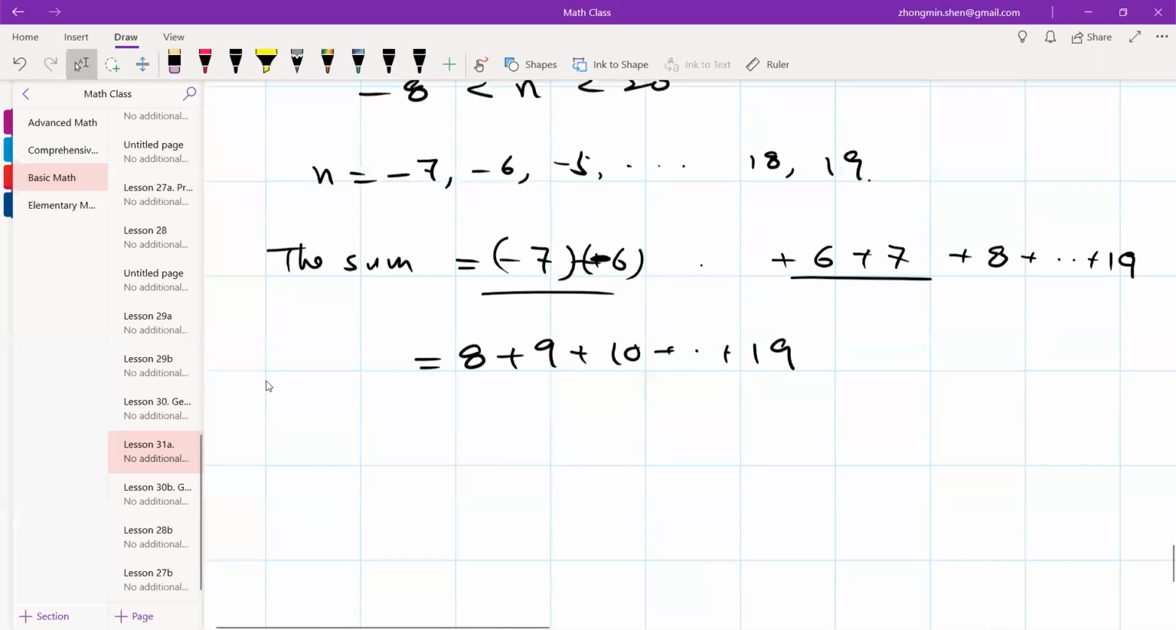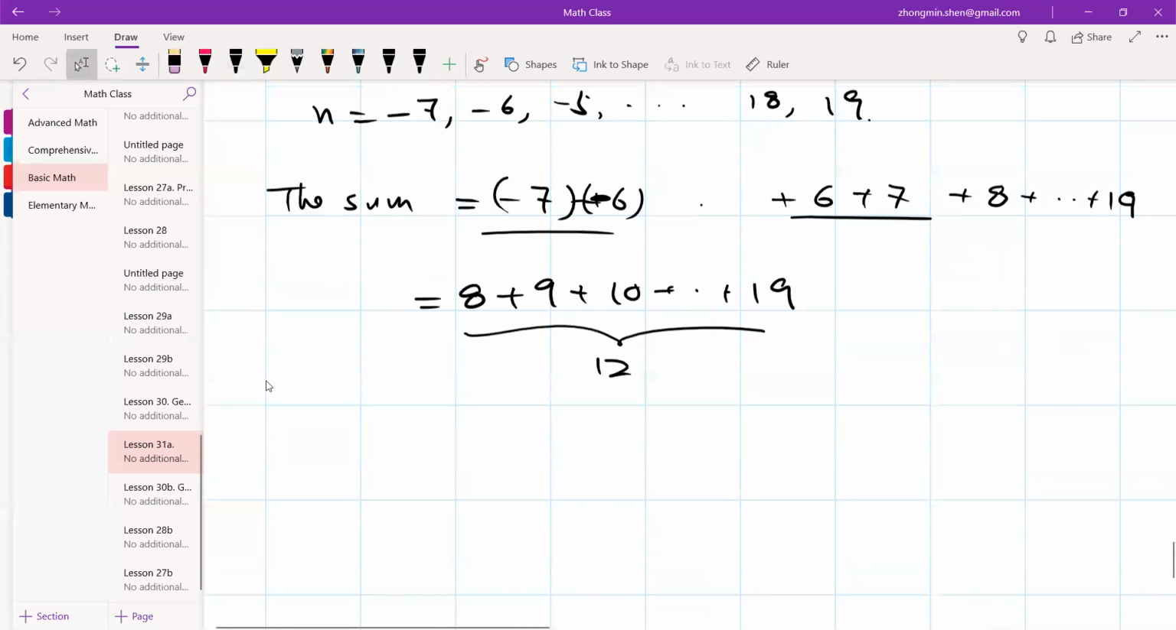First of all, how many numbers are there? There are 12 numbers there. Okay, 12 integers. So in order to find the sum, you can use the same trick. The reason I have to figure out how many is because I need that.